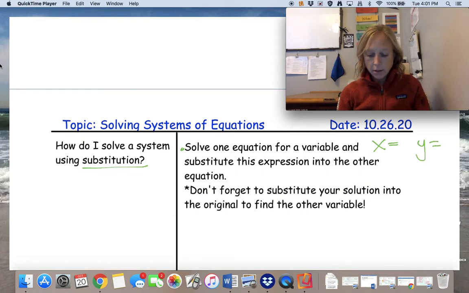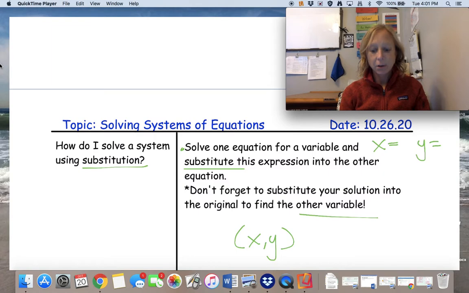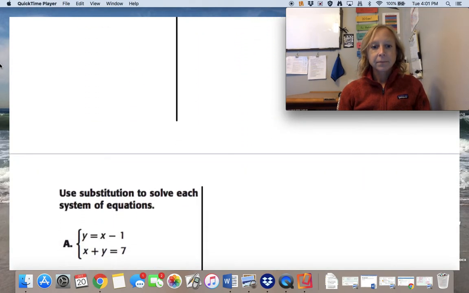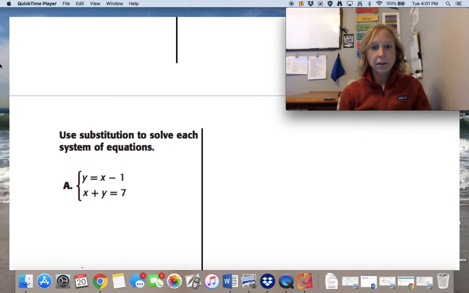Then you are going to substitute that expression into the other equation. You'll solve for one of your variables. You'll substitute that variable back into one of the originals and find the other one. Because remember, every answer is an ordered pair. You will need to know what the x variable is and what the y variable is. Let's try a few together.